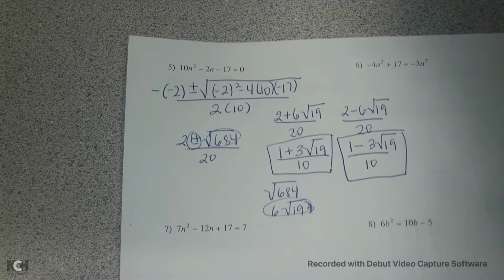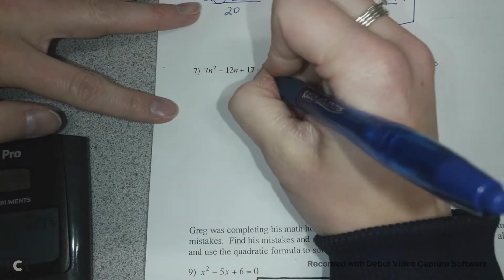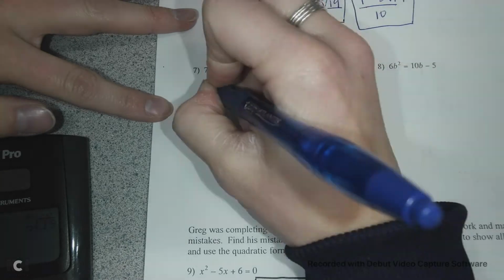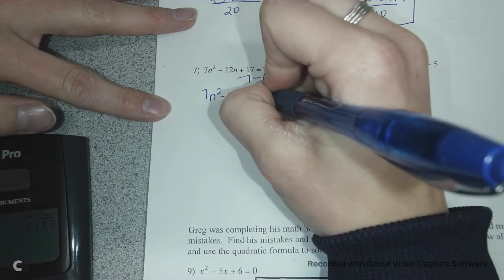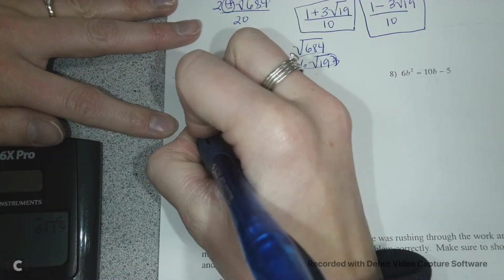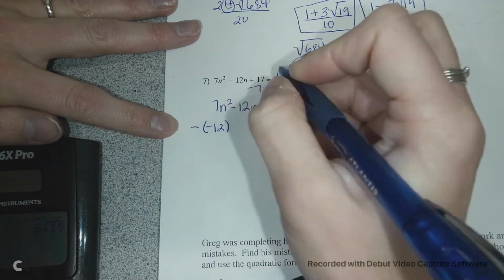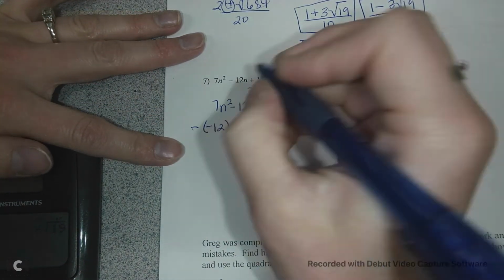Okay, let's do one more together. Number 7. So this is not in the correct form, so the first thing we need to do is move our 7 over to that side. We've got 7n squared minus 12n plus 10. And then we say x is equal to -b. Remember, it's a -b. If your b is negative, you also need that other negative.